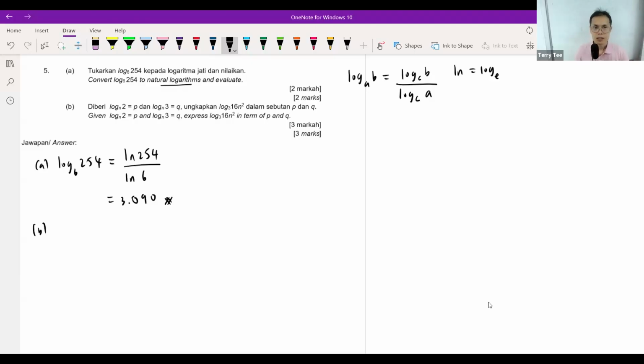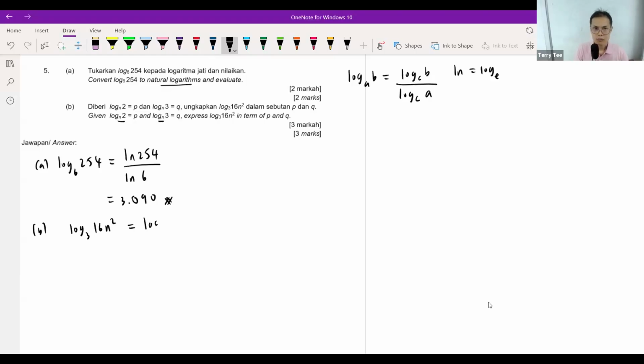Second part, given that log base n of 2 is p, log base n of 3 is q, express log base 3 of 16n squared in terms of p and q. So starting from here, log base 3 of 16n squared. I'm going to change the base to base n because the two information given here, they're all in base n.